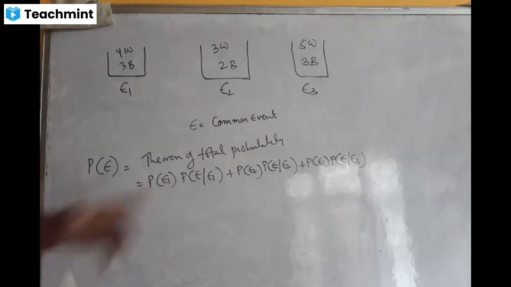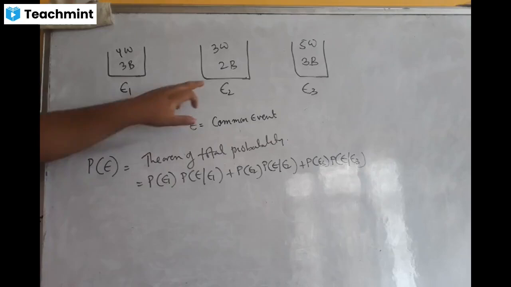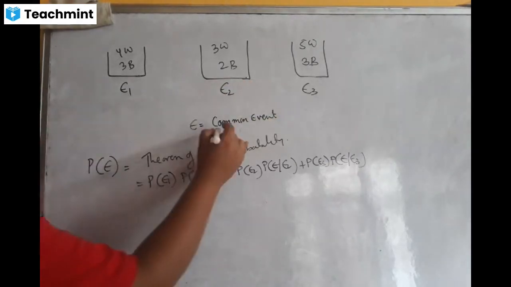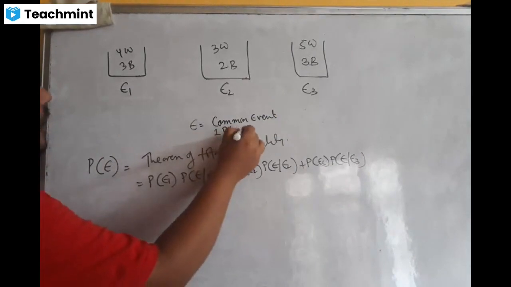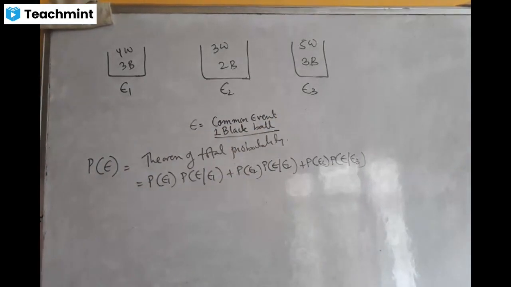Now if they tell you what is the probability of drawing a black ball, that means the event black ball is common. Because that black ball can be taken out from here, from here, and from here, isn't it? So E is one black ball. This is a common event, because a black ball can be taken out from the first bag, from the second bag, and from the third bag. So black ball is the common event.